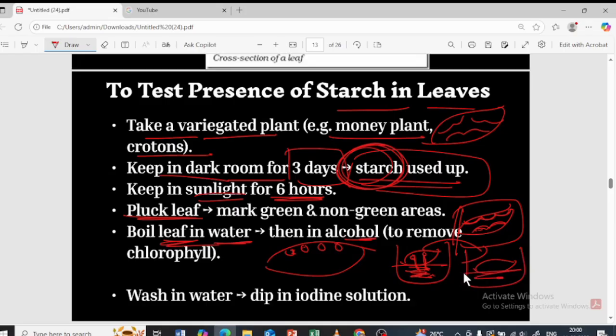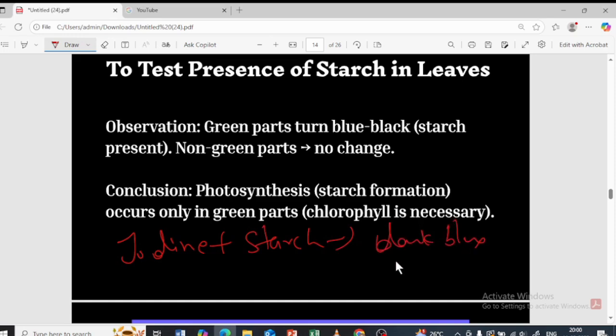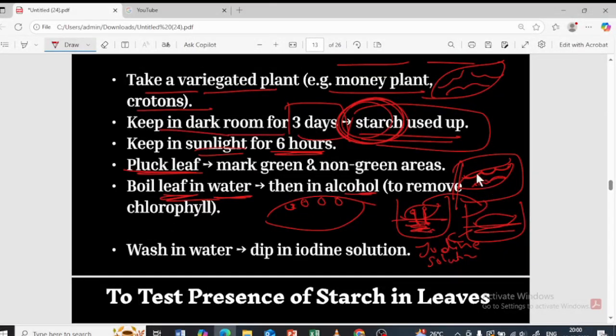Now I am going to dip it in which solution? Iodine solution. Whenever this iodine solution gets mixed with starch, it always gives a dark blue color. So here, obviously, the starch is present in the green region, right? Now the chlorophyll pigment is all gone. Only the starch is present over here.